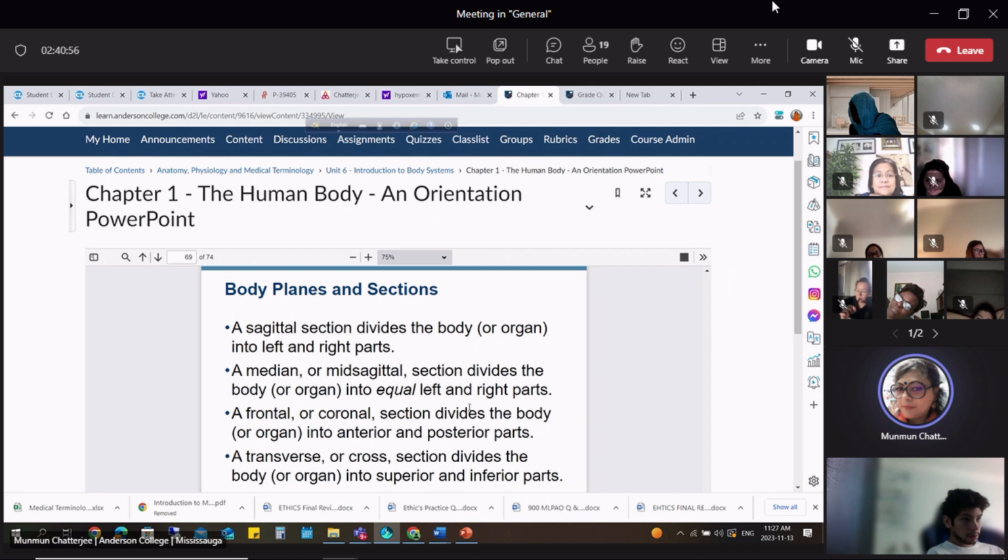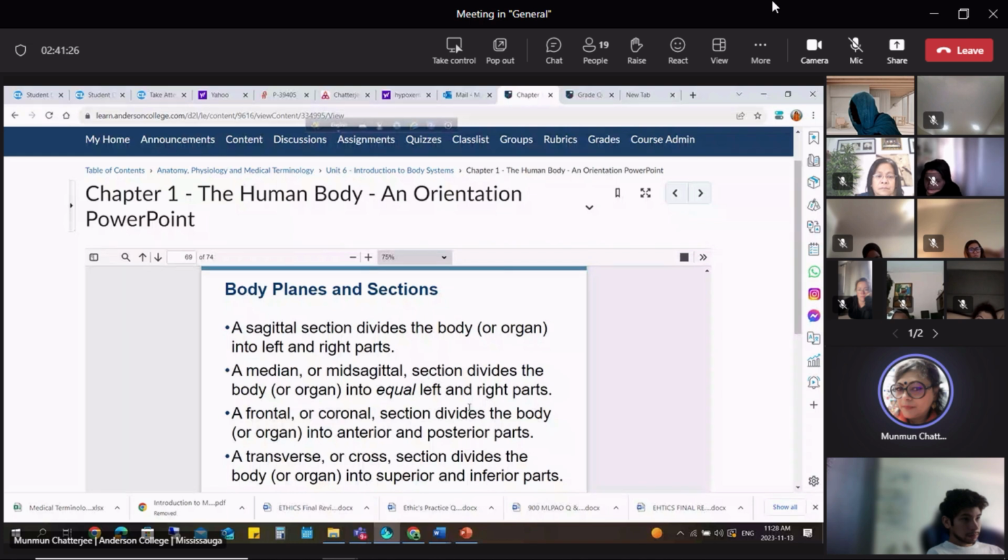Sometimes they want to know whether you know that it doesn't mean only equal left and right. That is the sagittal section. That's why I'm telling you mid sagittal section is a sagittal section, but mid sagittal is specific when we divide the body into equal left and right parts. This is the confusion. These questions come and are going to come again. I'm telling you.